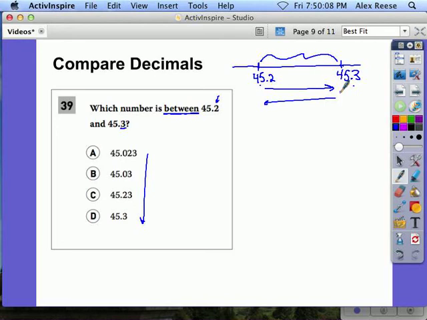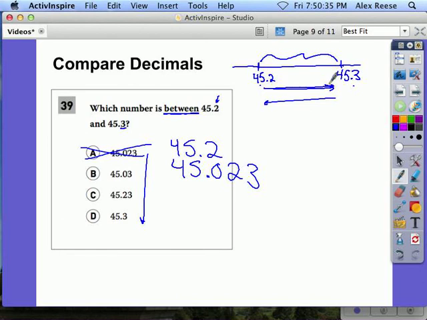Let's tackle each of these in turn. If I were to compare 45 and 2/10 with answer choice A, I see that answer choice A is actually less than 45 and 2/10. This doesn't make sense because we know that we need this answer to be more than 45 and 2/10.